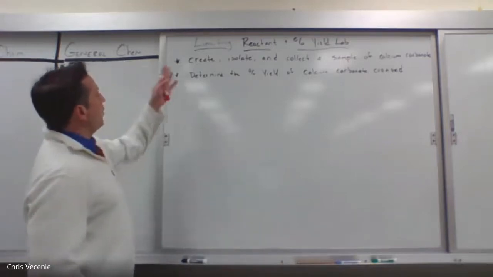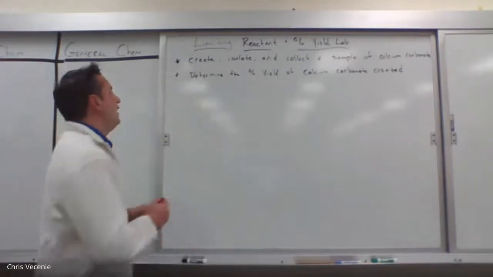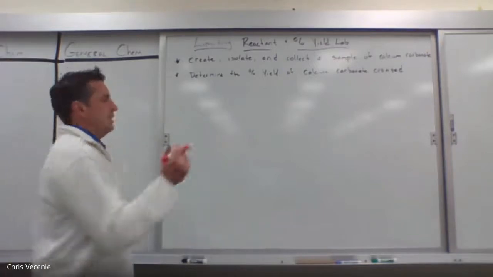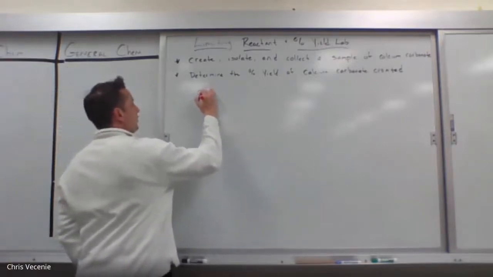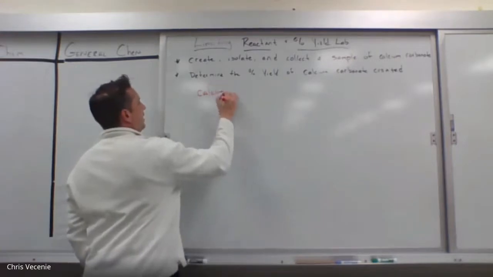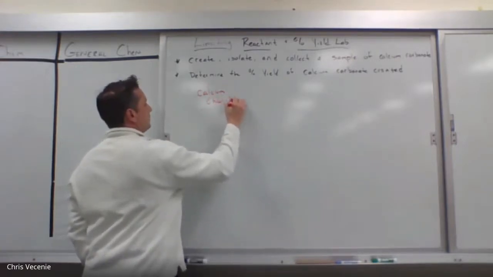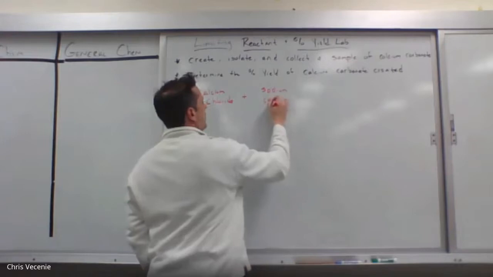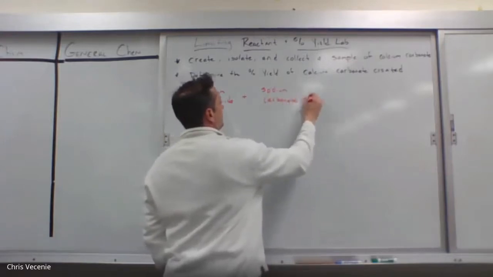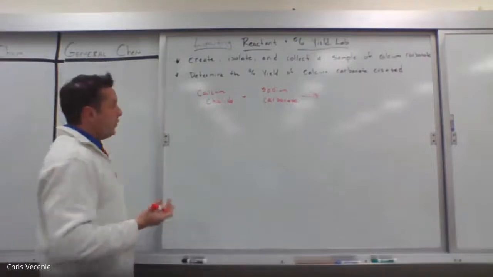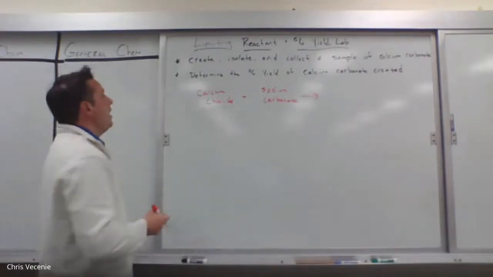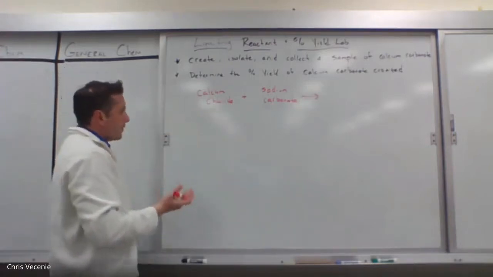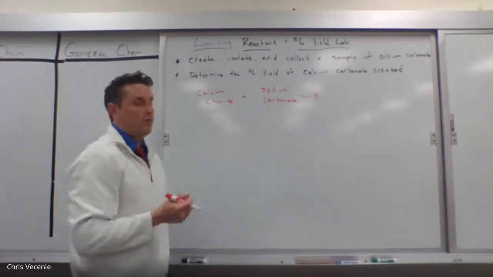So I said we're going to create it, isolate it, and collect it. How are we going to do that? Well, the first thing we're going to do is initiate a reaction that creates the calcium carbonate. We're going to take calcium chloride and react it with sodium carbonate. Both of these substances are solids back in the lab, but I'm going to dissolve them in water to let them interact with each other better. Both substances are what we call soluble. They can dissolve in water.